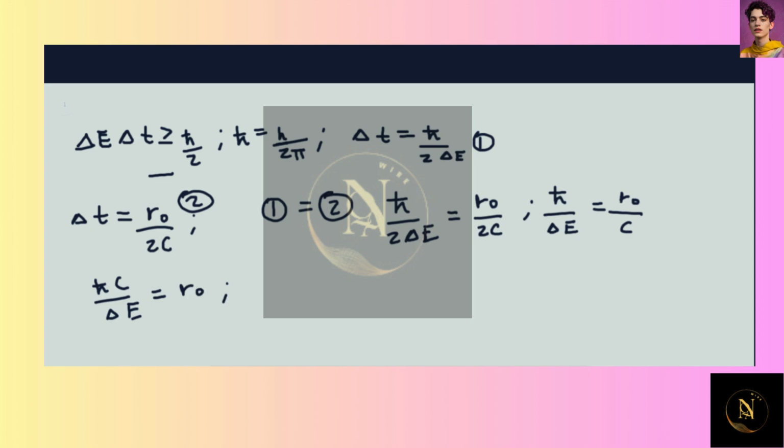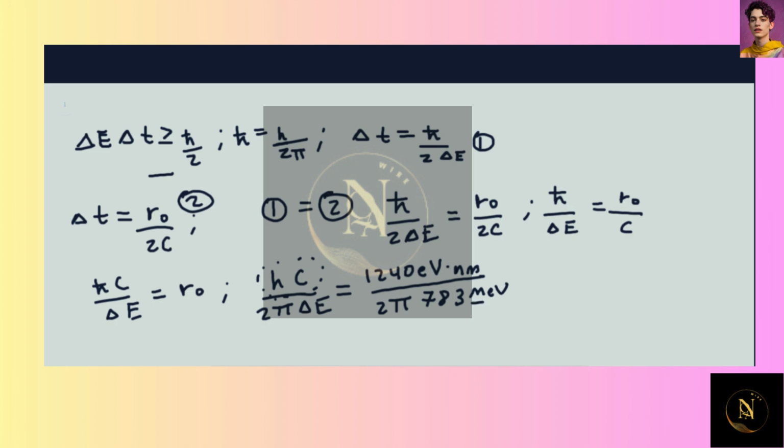the range of this. Now if we plug everything in here, I'm going to break h bar into its components. hc divided by 2 pi delta E. Now in previous videos I've talked about this value hc. It's useful, this is really handy on a test, it is 1240 eV nanometers divided by 2 pi times the energy given in the problem for this particular particle, which is 783 MeV per c squared, rest energy.